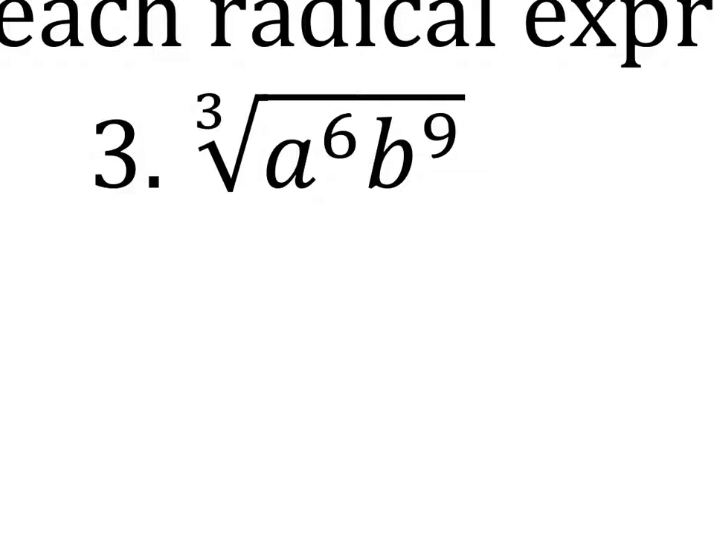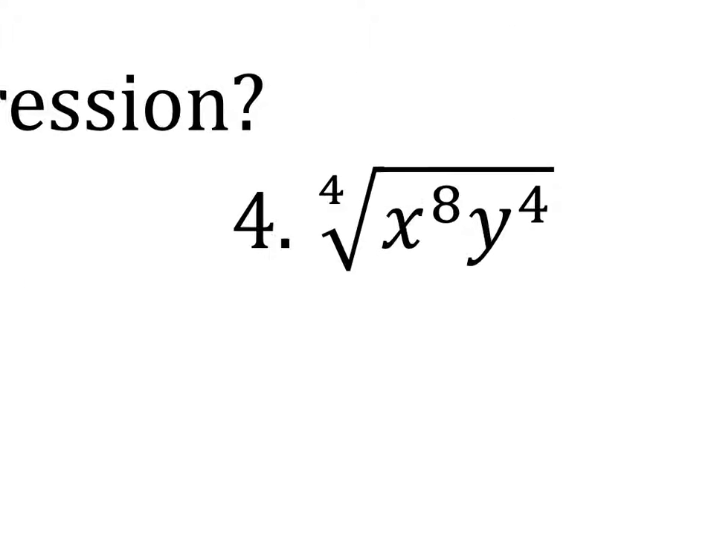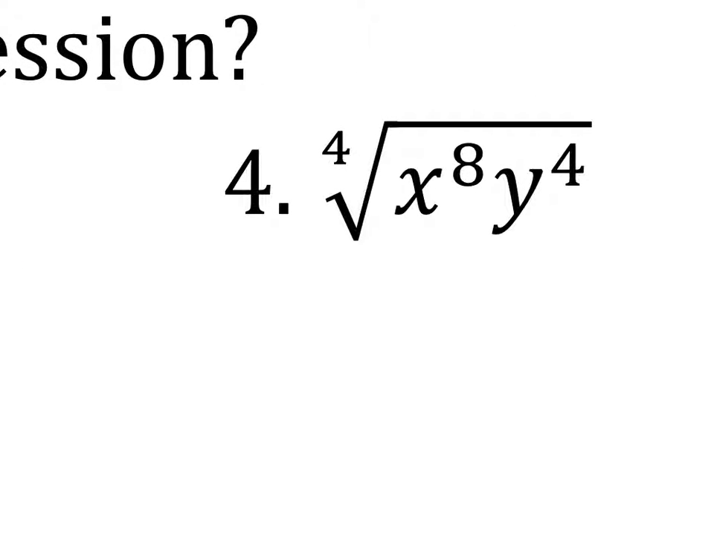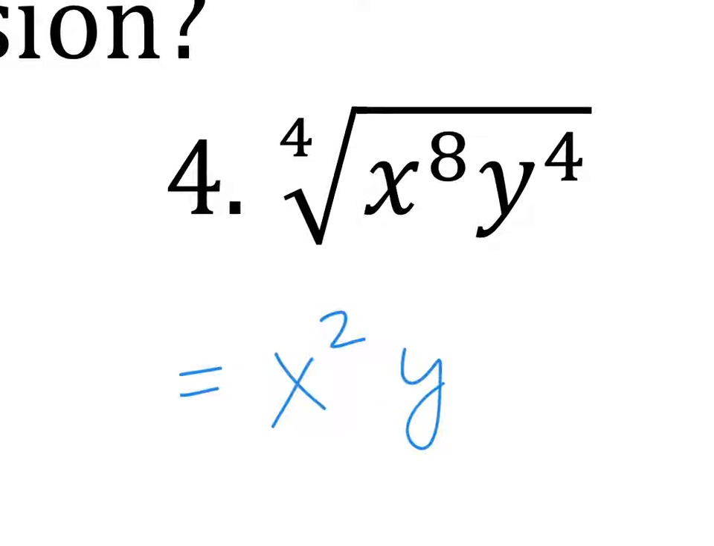All right, what you guys get for number 3? A squared, b cubed. Good. All right, so try number 4. Okay, what you guys get for number 4? X squared y. All right, now there's a problem. Number 4.